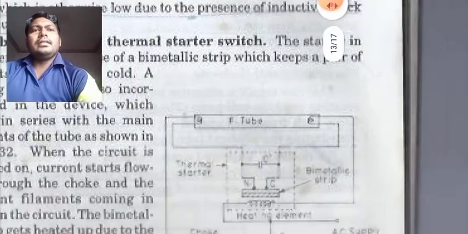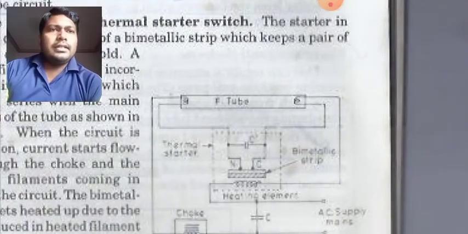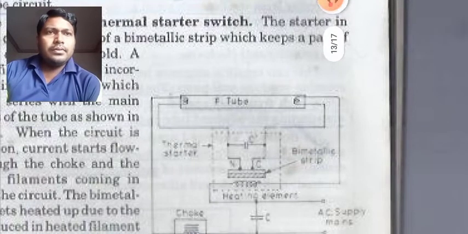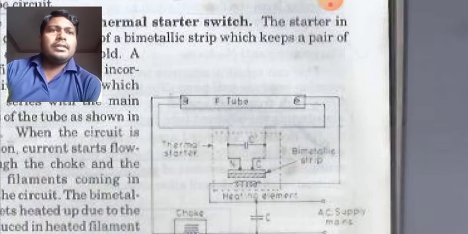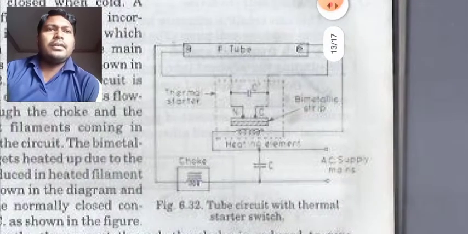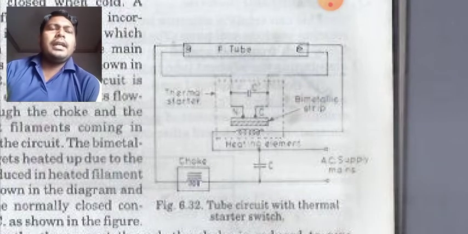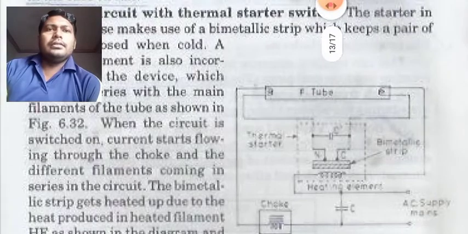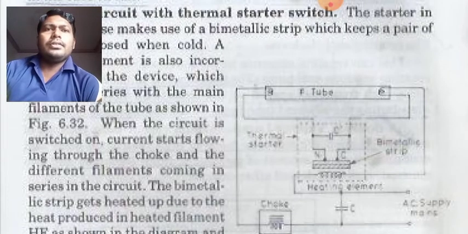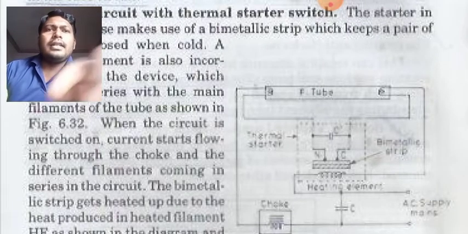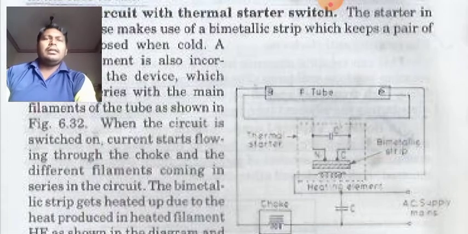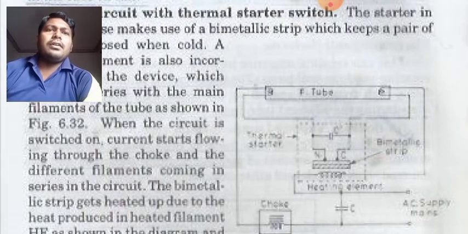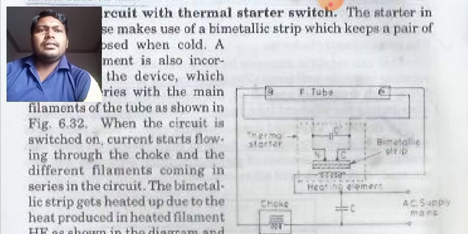So you can see in this figure what is there. There is the fluorescent tube, and there is a capacitor, there is a bimetallic strip, there is a heating element, and we have connected it through a choke. There is a capacitor also, and AC supply is given. So now, when the circuit is switched on, the current starts flowing through the choke, and the different filaments coming in series in the circuit.